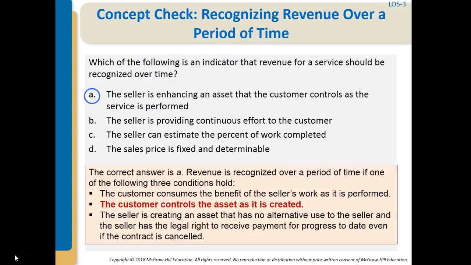The correct answer here would be A, because revenue is recognized over a period of time if one of the following three conditions holds. So, one of the three conditions is the customer controls the asset as it's being created.